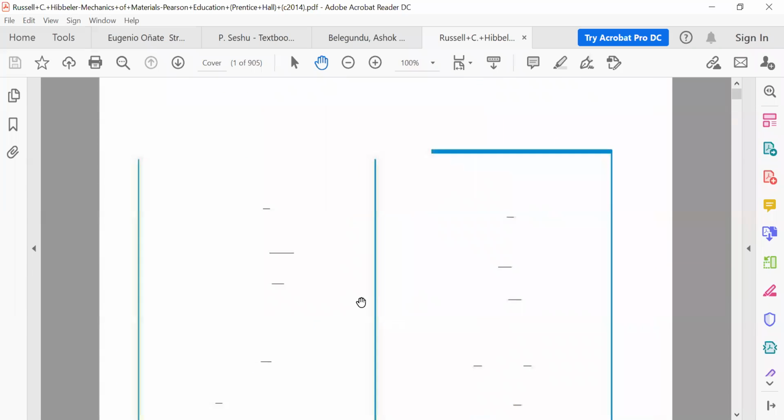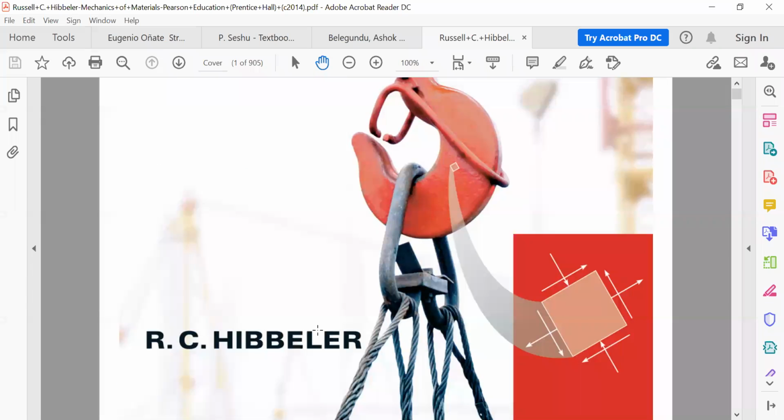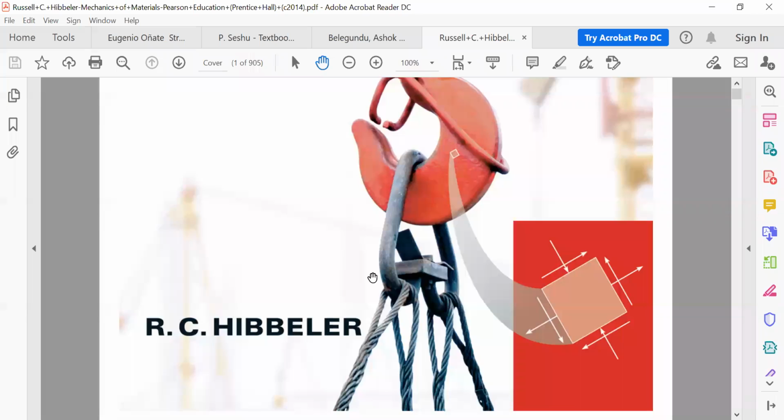The author of the book is again R.C. Hibbeler. We'll be following this book, and this is your textbook in this course. We'll be referring to many books for making the lecture notes, but you have to follow this book in your entire course.